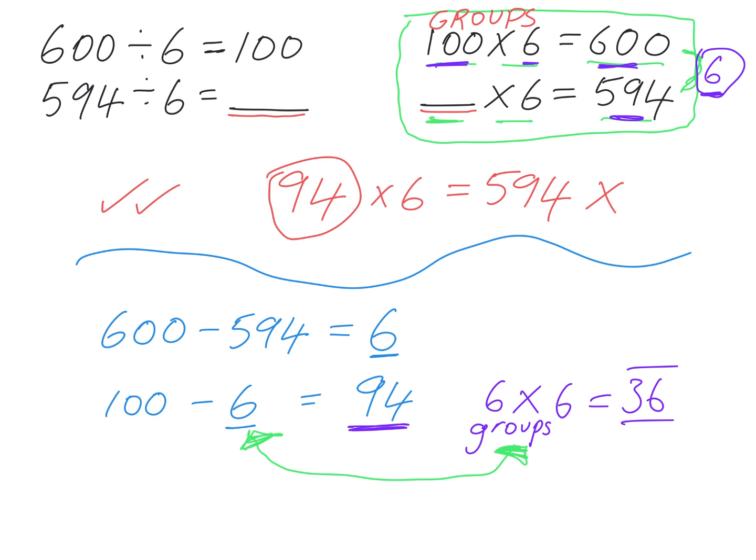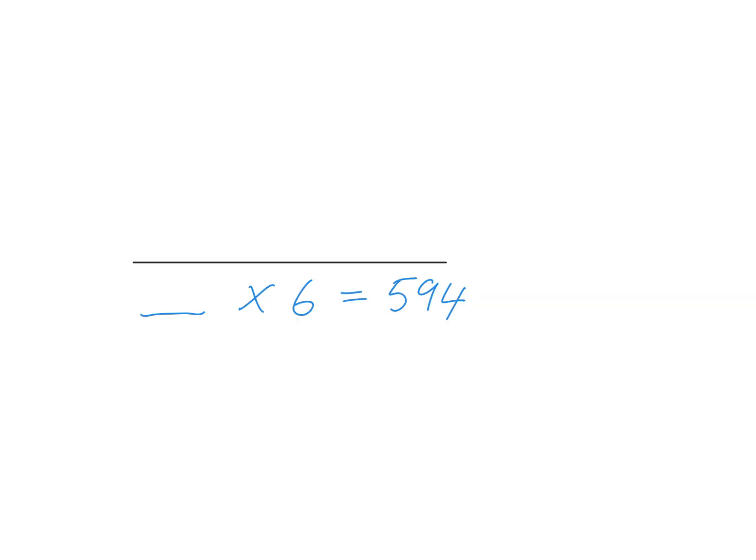So our answer is going to be too low, especially when you look back at our numbers, 600 and 594, and there was only 6 different. So that was one group of 6. But here now we're talking about 6 groups of 6. So here's a useful way to represent our thinking here.